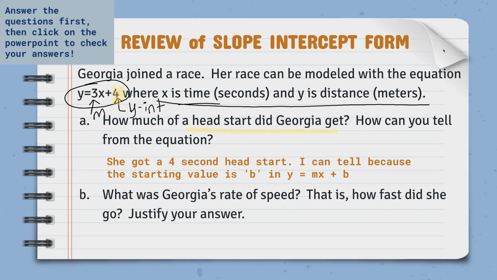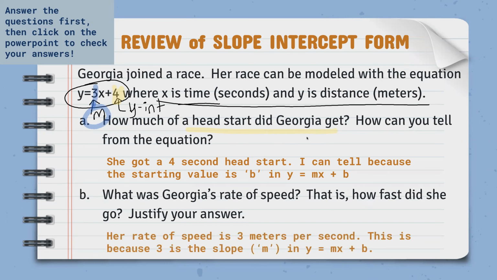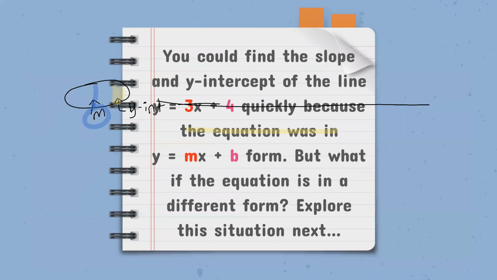Next question. What was Georgia's rate of speed? That is, how far did she go? Justify your answer. Well, we know that the m in our equation is slope. So Georgia's rate of speed is 3 meters per second. We know this because the 3 is in the slope place of y is equal to mx plus b. So that's a little review of slope-intercept form, what m represents and what b represents.